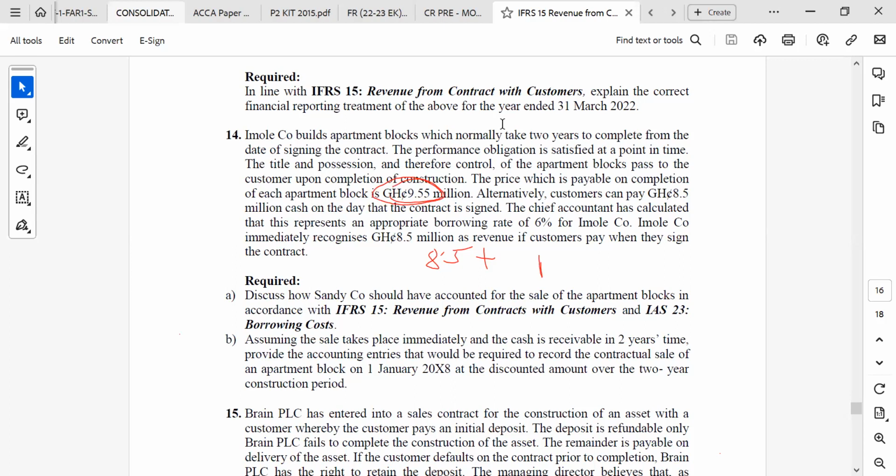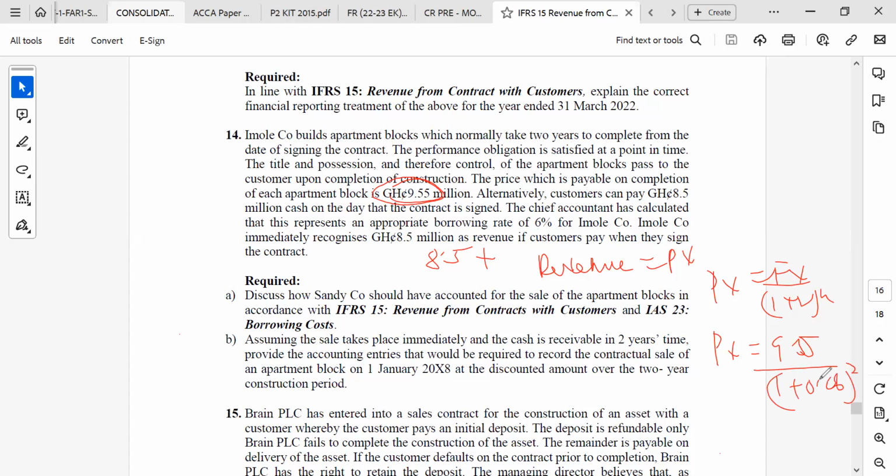So the company will recognize revenue at the present value of the amounts. How do we find the present value? The present value is the future value over 1 plus r exponent n. The present value will be 9.55 divided by 1 plus 0.06 exponent 2, because this amount will be paid in 2 years' time. So the present value will be equal to 9.55 divided by 1.06 exponent 2. That will be the revenue that the company will be recognizing today.